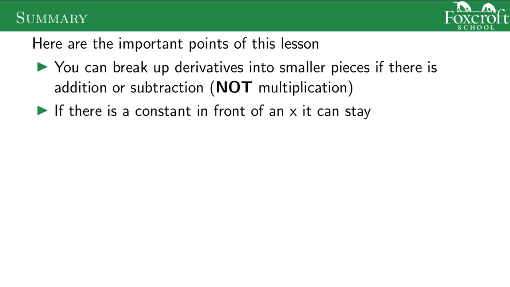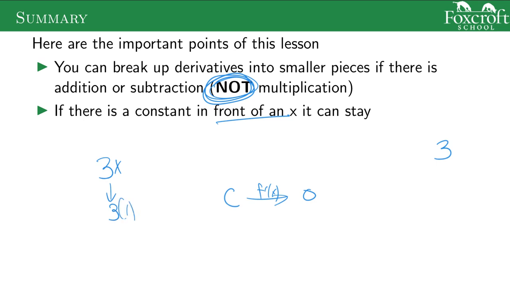So quick summary. You can break up derivatives into smaller pieces if there's addition or subtraction, but not multiplication. There's a separate thing we'll have to talk about in a separate video. Addition and subtraction is really nice. You just do it as a couple of separate problems. And if there's a constant in front of an x, it can stay. If there's a constant all by itself, it turns into 0 when you do the derivative. So make sure you know the difference between a constant all by itself, like just 3, its derivative is 0, versus 3x, its derivative is going to be 3, because the 3 stays there, derivative of x is 1. That small thing is really important. Notice the difference in those.